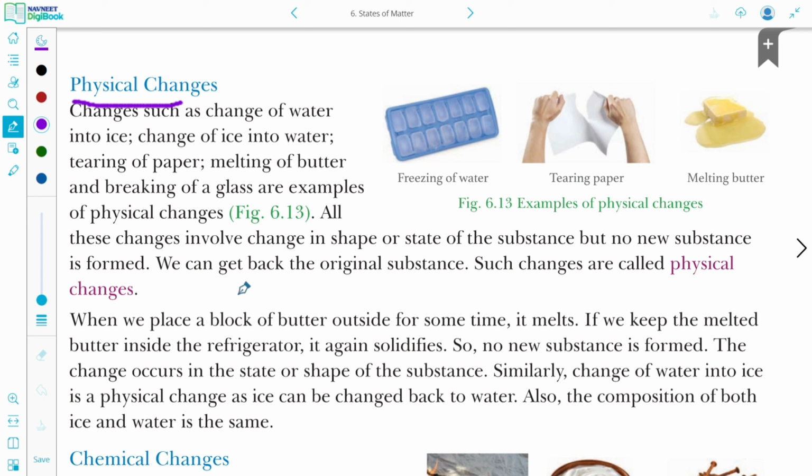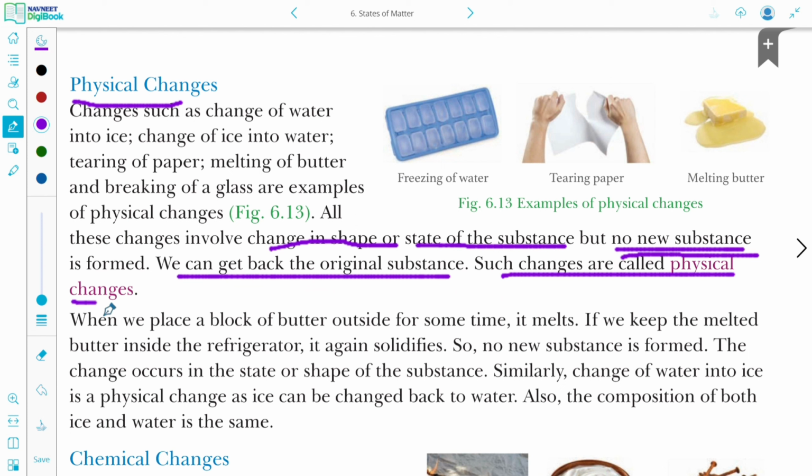Physical change. What is a physical change? In physical change, there is a change in shape or the state of the substance, but no new substance is formed. Just keep it in mind, no new substance is formed. We can get back the original substance. Such changes are called physical change. For example, change of water into ice, change of ice into water, tearing of paper, melting of butter and breaking of a glass are examples of physical change.